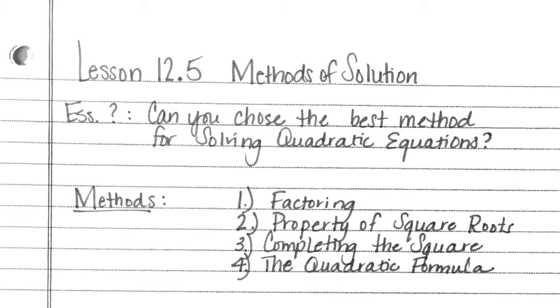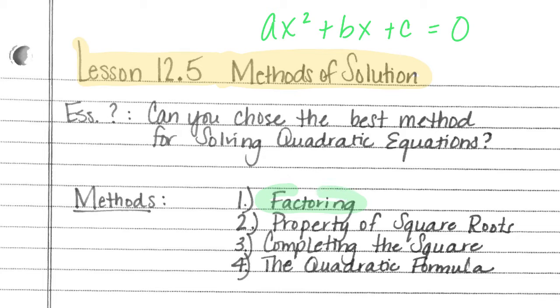Hey Algebra 1, let's get working on lesson 12.5. We're finishing up the year here. We're talking about methods of solutions, and we've gone through a bunch of them. We're solving quadratic equations, and remember, quadratic equations make a parabola, and the form is ax squared plus bx plus c, and we always want them equal to 0. We started a long time ago by factoring these out, and we did a lot of great factoring, so that's the first way we did.